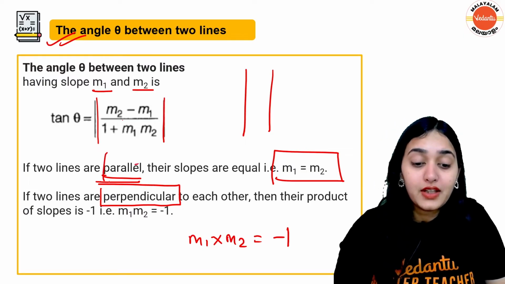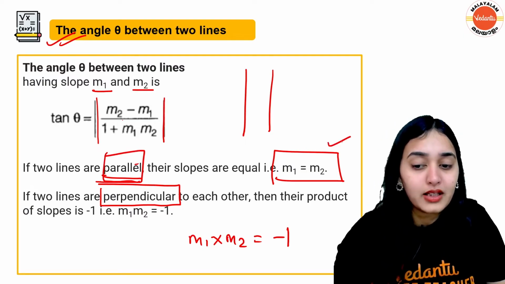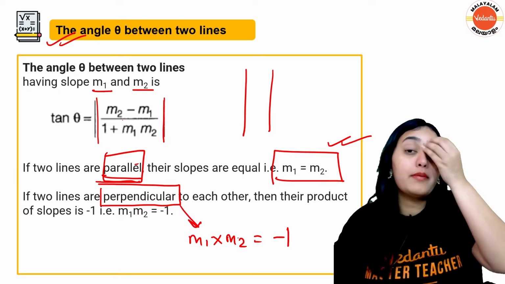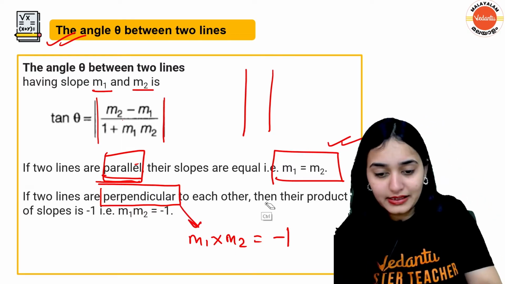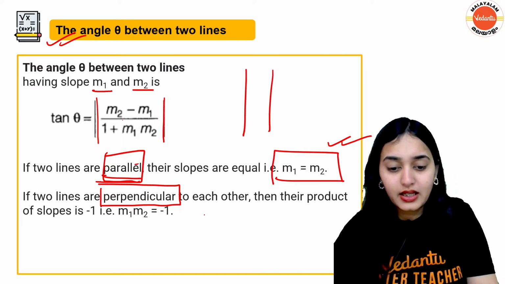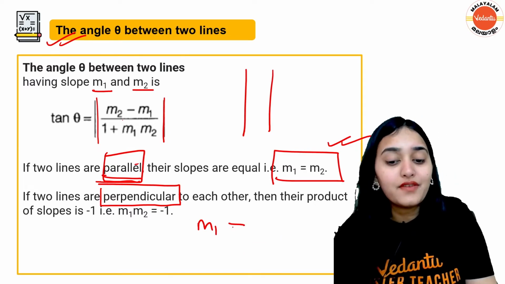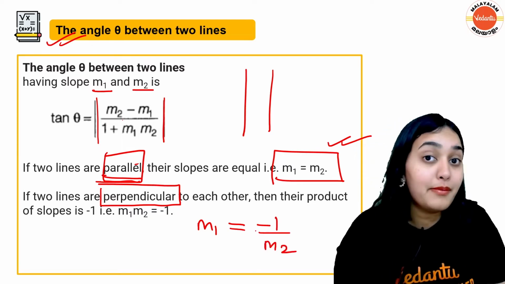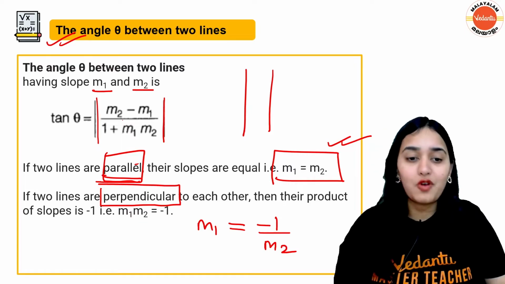So if the lines are parallel, m1 is equal to m2. If the lines are perpendicular, m1 into m2 is minus 1. So basically you can say that if the lines are perpendicular, the slope of the perpendicular line will be minus 1 upon m2. Remember, questions are asked from this.